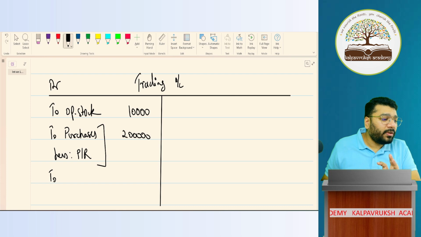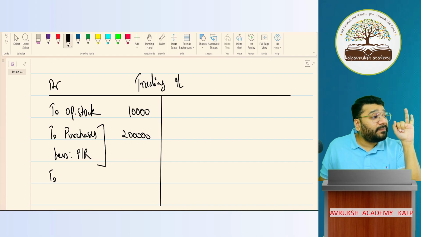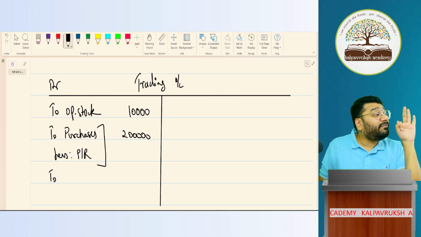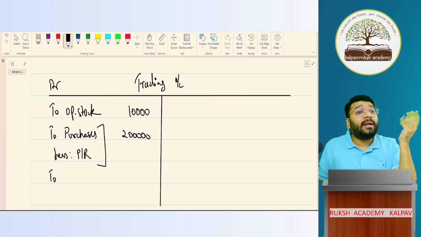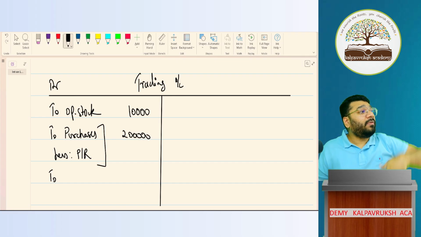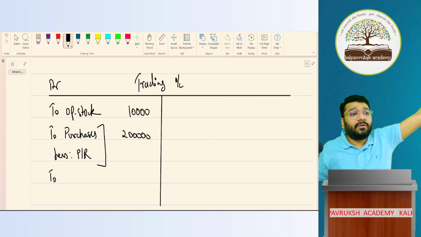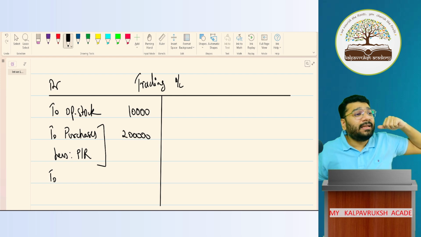Then what will come? All the direct expenses: wages, factory rent, factory electricity, all the manufacturing related expenditure, plus all the expenses incurred in relation to purchase, like carriage inward, to buy the raw material, to buy the stock in trade. I have to bring the product from Delhi. From Delhi, how will it come? I can't lift it in my hand and come. I have to book a transporter. I have to invest in transportation. So transportation charges, carriage inward. All those are called direct expenses.